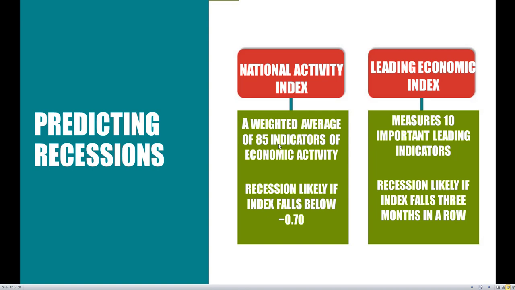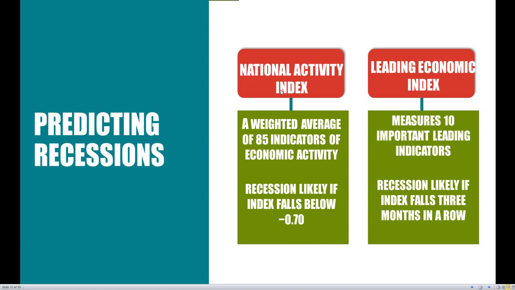And once they gather all of this data, they put it into their own methodology, their own program, and out will pop one specific number. This one number tells us what they believe the health of the economy is. If this number ever falls below negative 0.7, they are predicting a recession is very, very likely within the economy. This is probably the second most commonly used way to predict when recessions might happen.